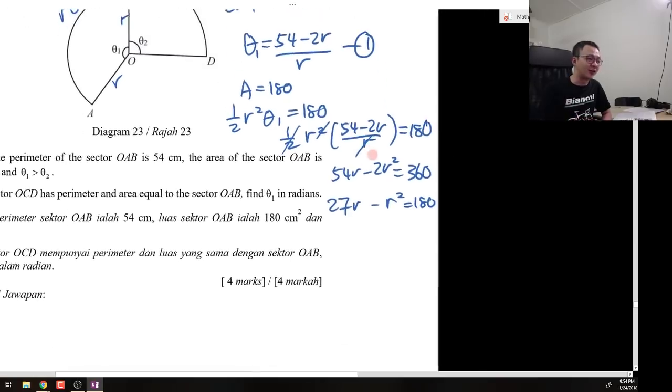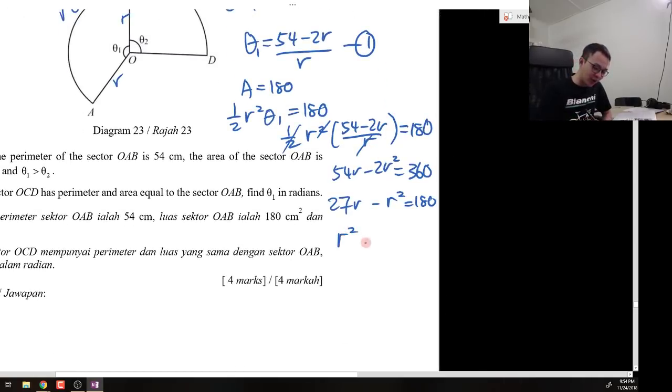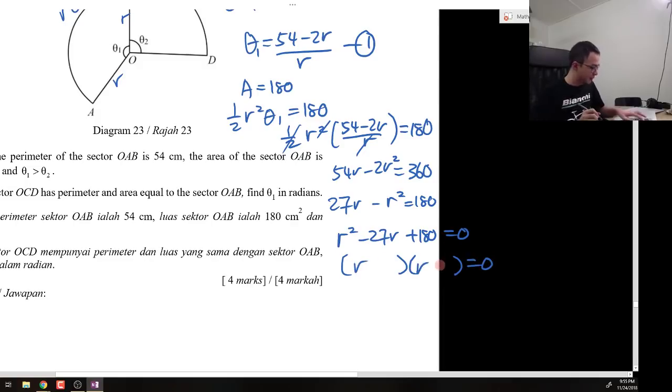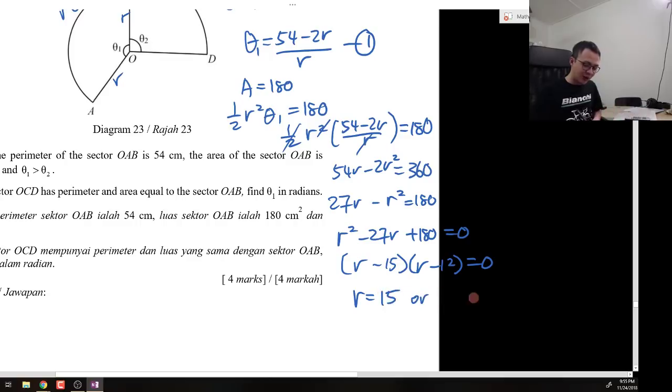And then solve this equation. r squared minus 27r plus 180 equals 0, and then I try to factorize to find my r value. I use a calculator: 1, negative 27, 180. Okay, I got (r minus 15) and (r minus 12). So r equals 15 or r equals 12. But the problem is we do not know which one is theta 1. This one is the theta 1 and the other one is the theta 2.